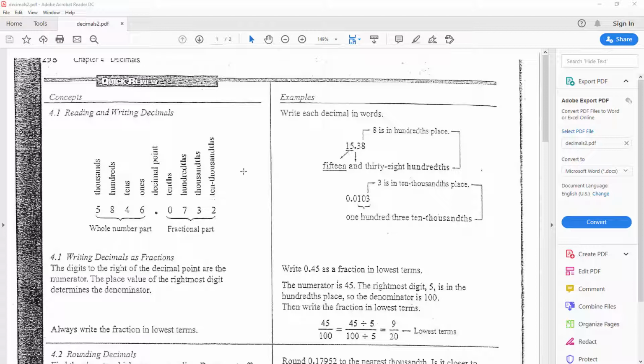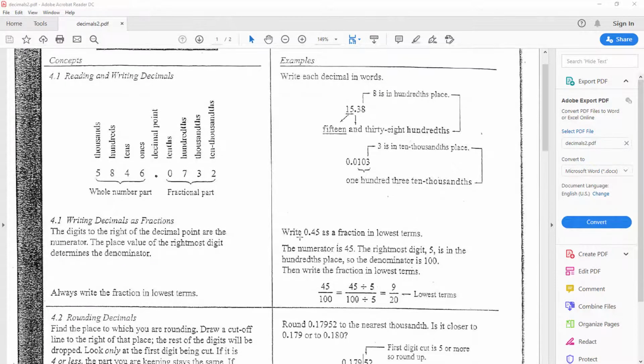Now writing down each decimal as words, we have here 15.38. So you read it from the furthest decimal point to the right. This is an 8. So you have 15 and for the decimal point, 38 hundredths. You have another decimal point. You read it from the furthest place to the right. It's a 3. That's in the 4 places out. So that's 10,000ths place. So you read it back 103 10,000ths. That's how you would read it.